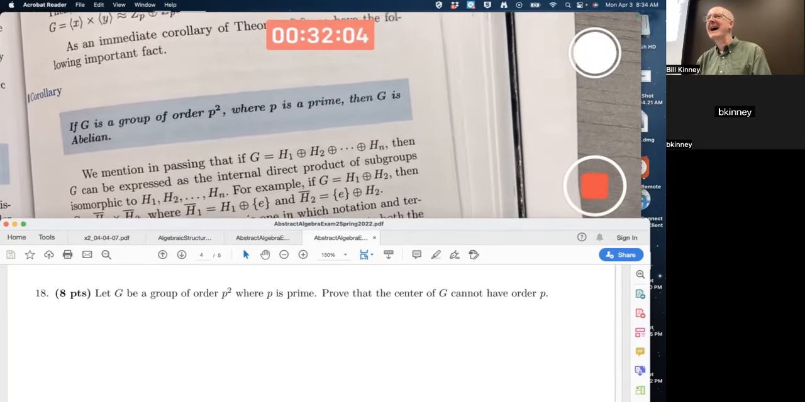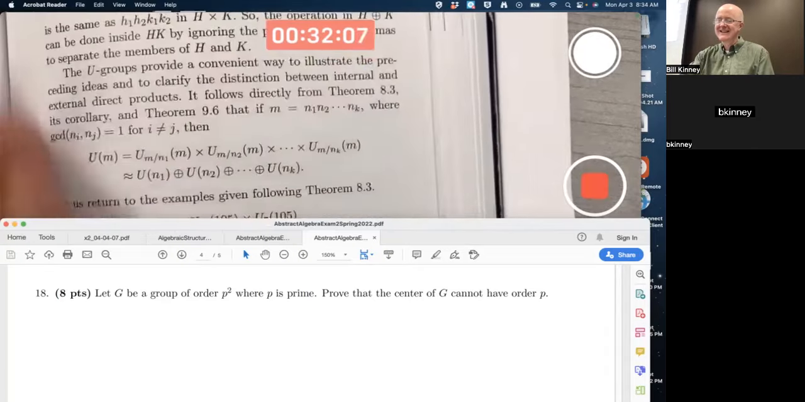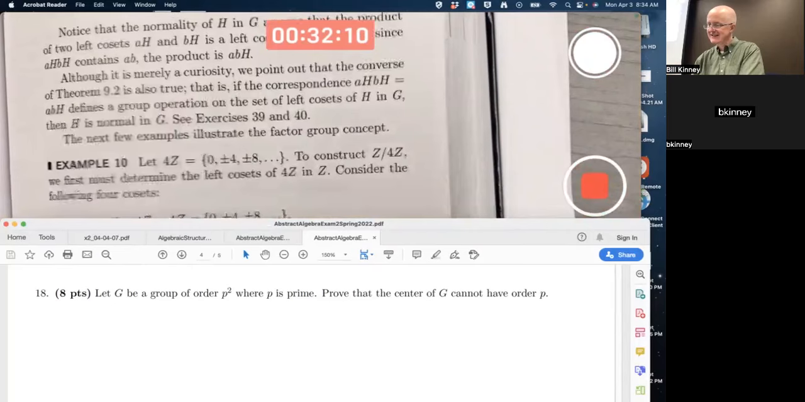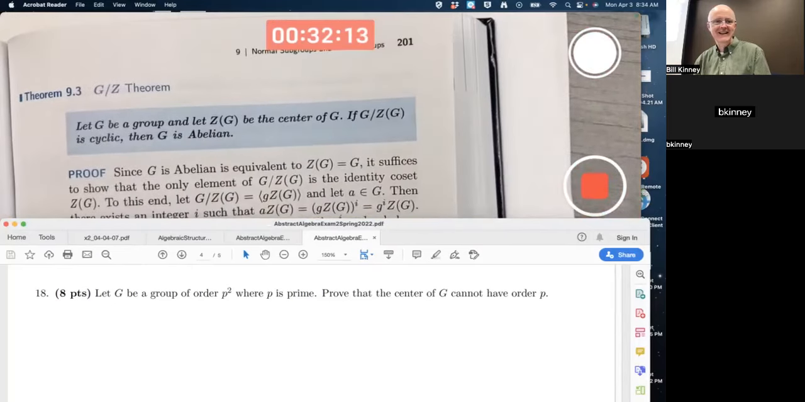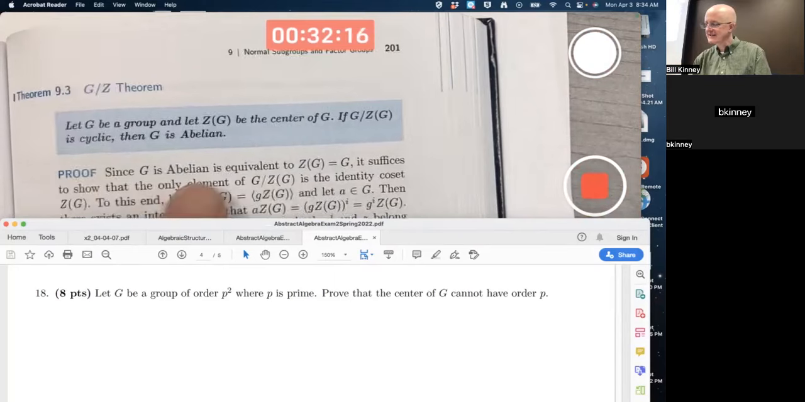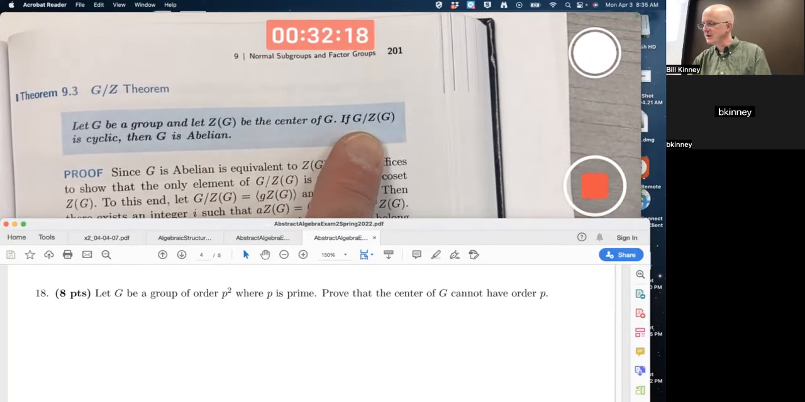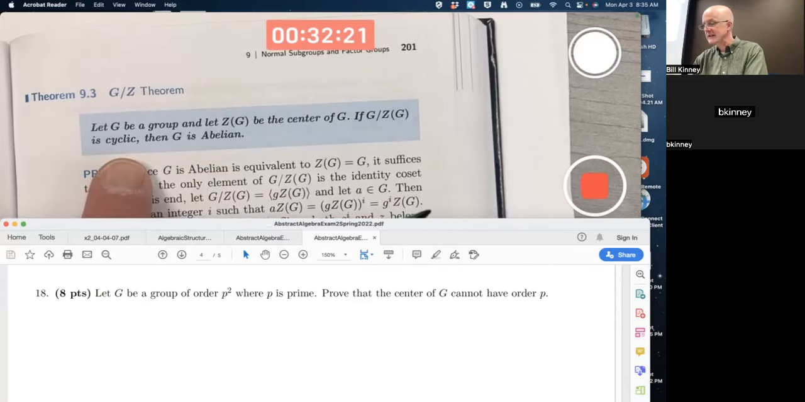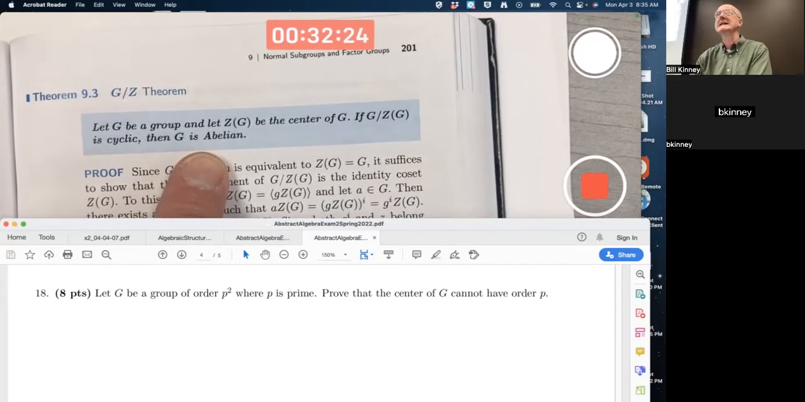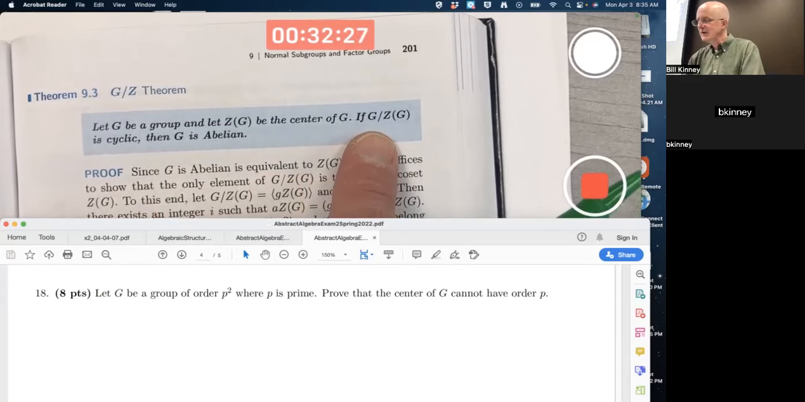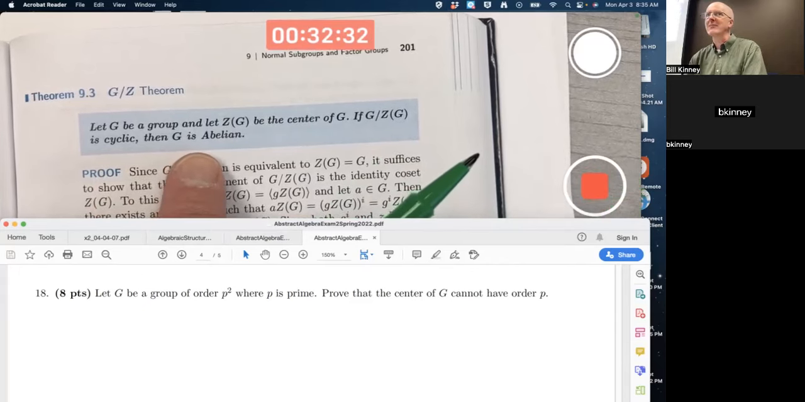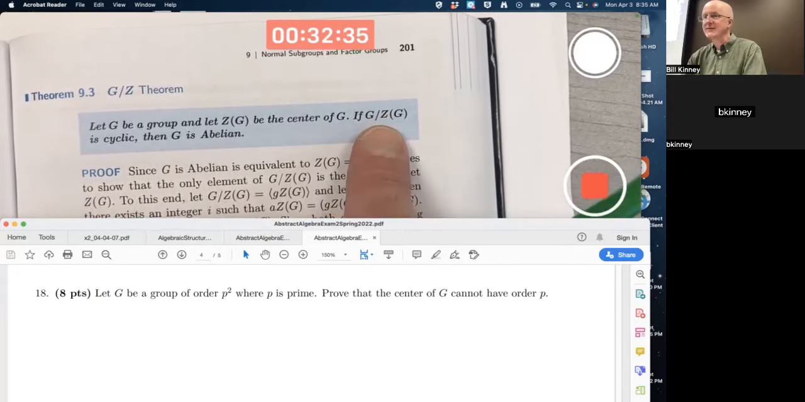If you don't allow yourself to quote corollaries, the G mod Z theorem is relevant. Let G be a group and let Z of G be the center of G. If the quotient, the factor group G mod the center, is cyclic, then G is abelian. This is kind of a strange theorem, because you can conclude more. If the factor group is cyclic, then G is abelian, but that would also imply the center is all of G, which would imply this factor group is trivial, just one element. Weird.